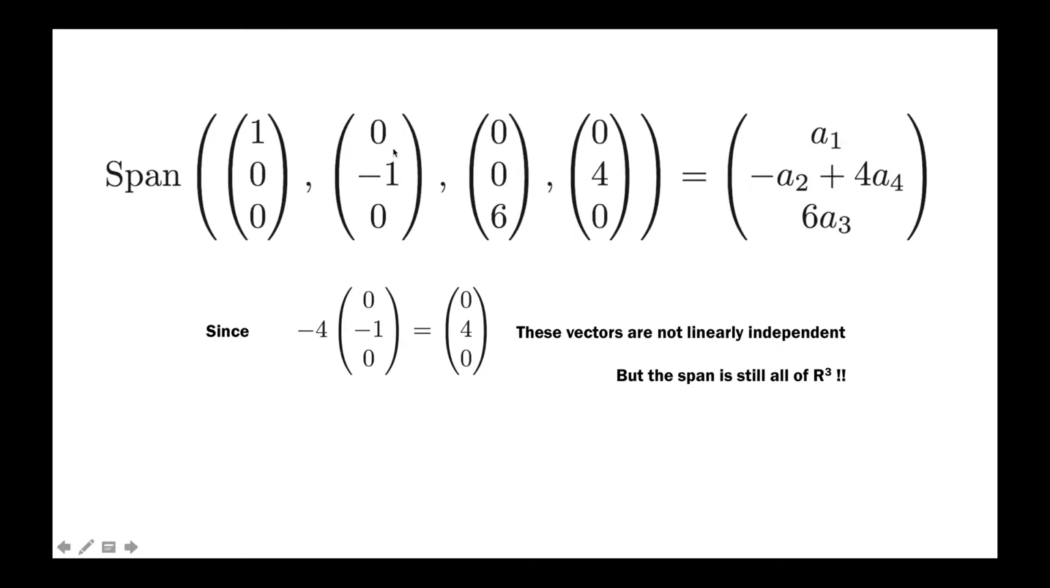Now notice that 0, 4, 0 is the same as minus 4 times 0, minus 1, 0. So these vectors are not linearly independent. However, the span is still all of R3 because I can write any vector in R3 in this form.